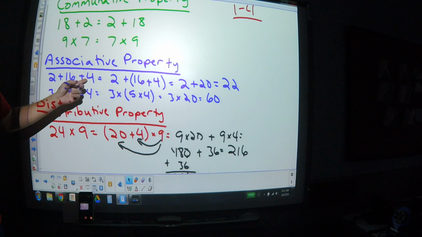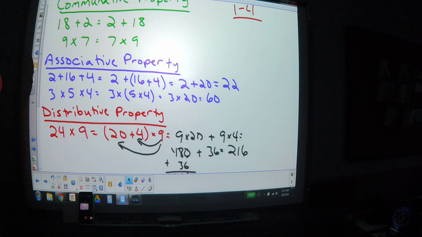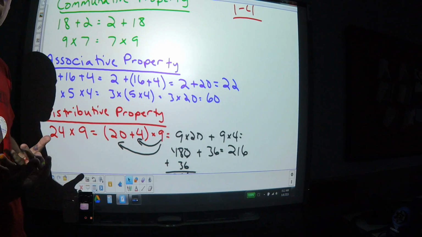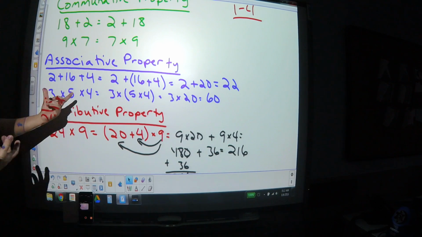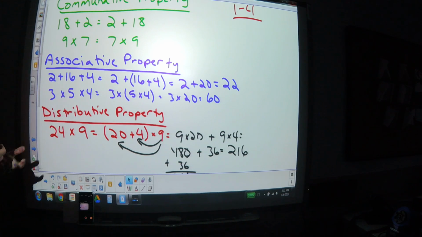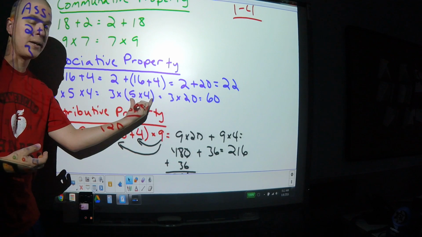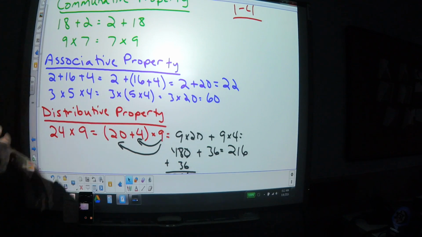Since I'm adding things together here, the commutative property also comes into play with the associative because it doesn't matter the order that I add things together. Same way with the associative property. If this had been 4 times 3 times 5, I could still group things together as 5 times 4, even though they weren't sitting side by side.